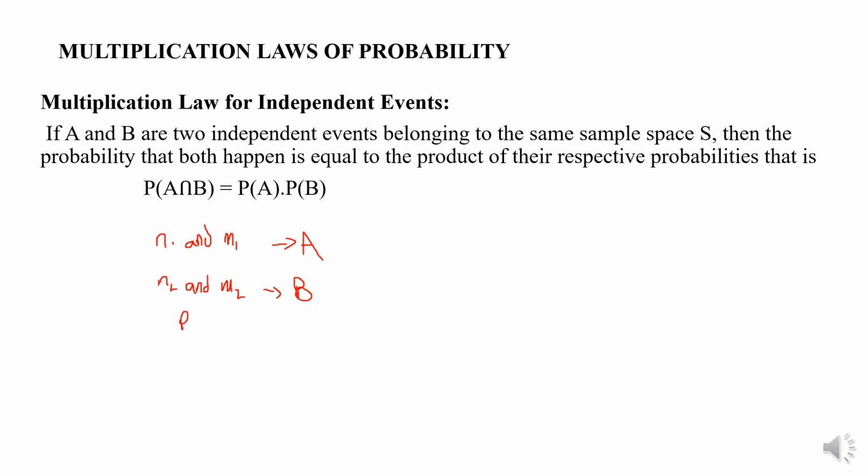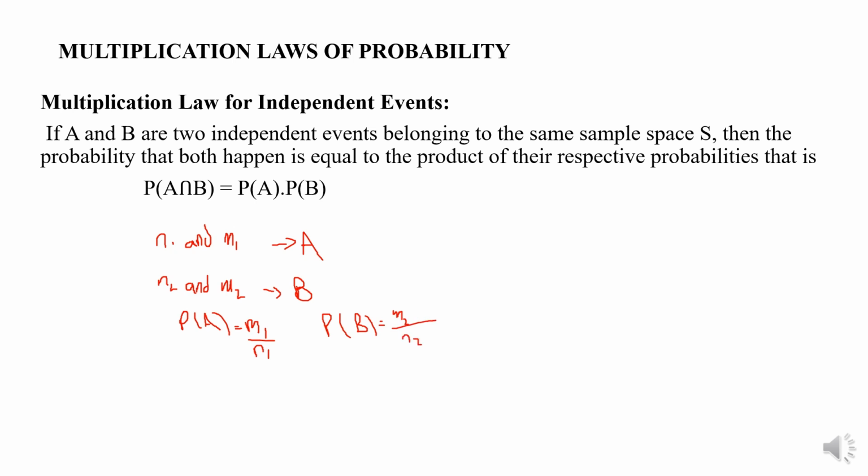So probability of A equals M1 divided by N1, M1 by N1. And for B, the probability of event B equals M2 divided by N2.